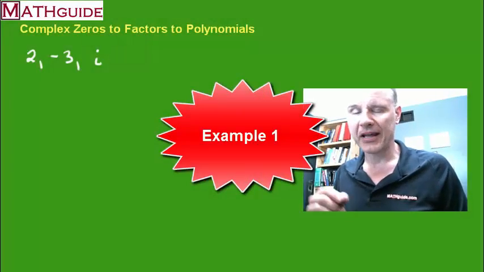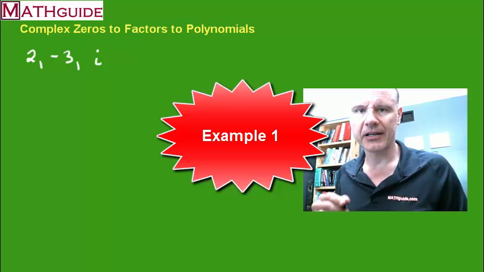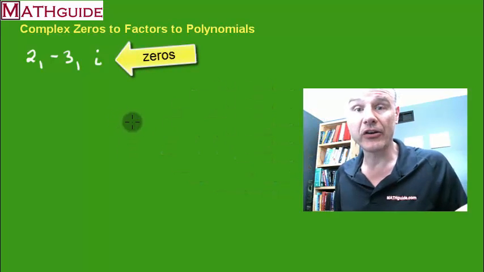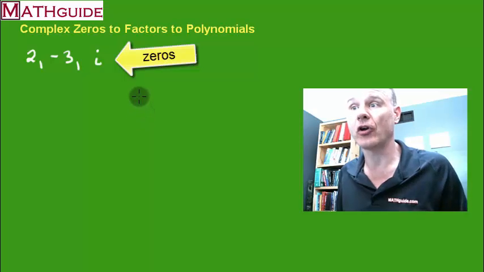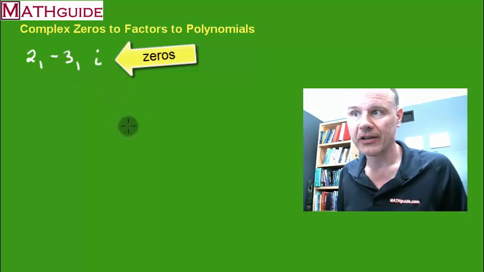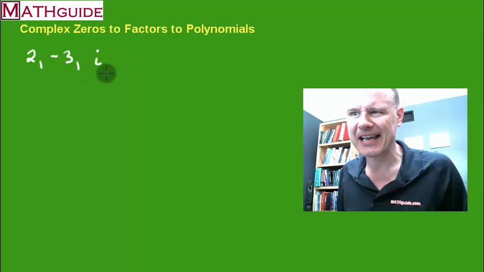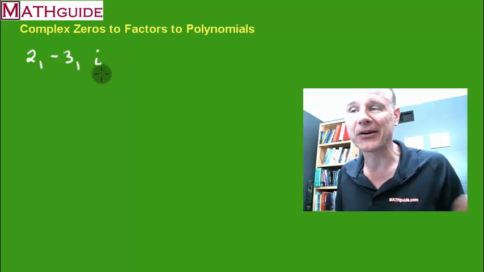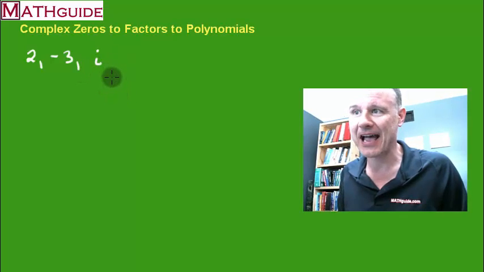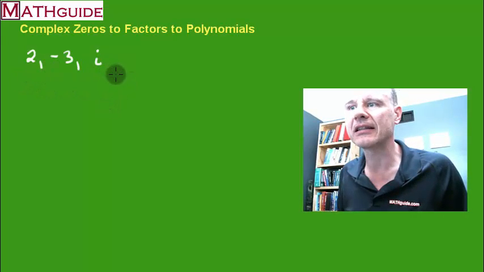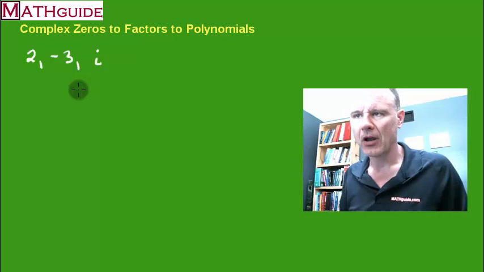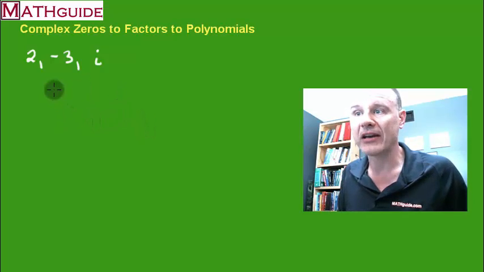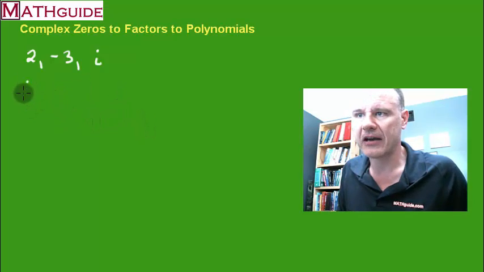I've placed on the screen 3 zeros. Let's say we knew that a certain polynomial had these zeros. In other words, this is where it crosses the x-axis, and then there's this imaginary zero, which does not cross the x-axis there. That's an imaginary axis. Anyhow, let's say that these are the zeros. What we can do then is write the factors.